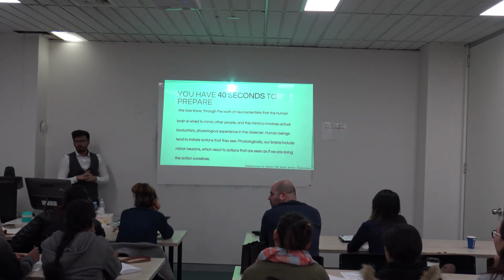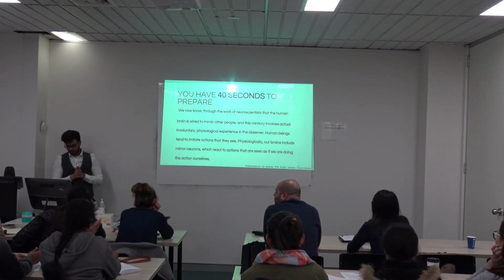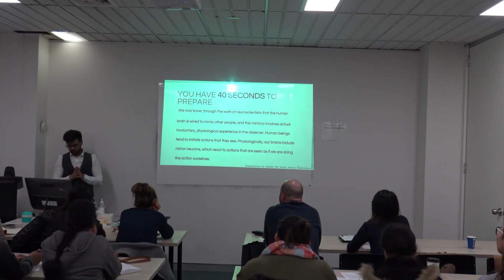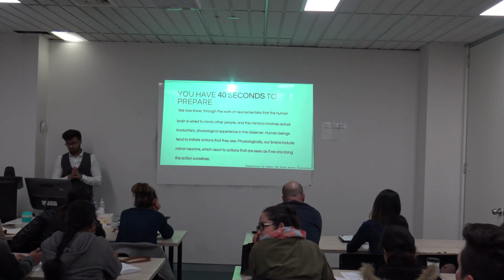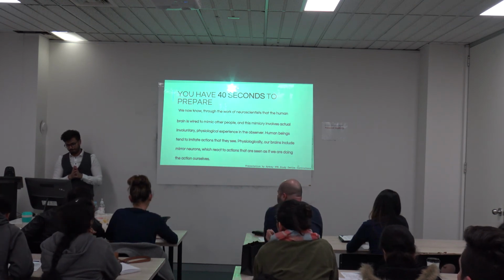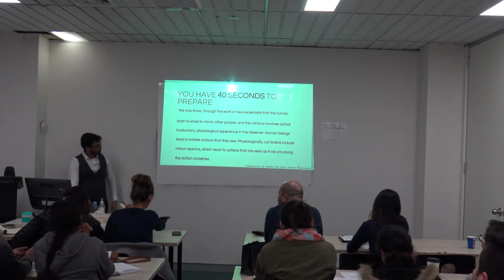We now know from the work of neuroscientists that the human brain is wired to mimic other people, and this mimicry involves an actual involuntary psychological experience in the observer. Human beings tend to imitate creatures that they speak to, but psychologically, our brains include mirror neurons which react to actions that are seen as if we are doing the action ourselves.